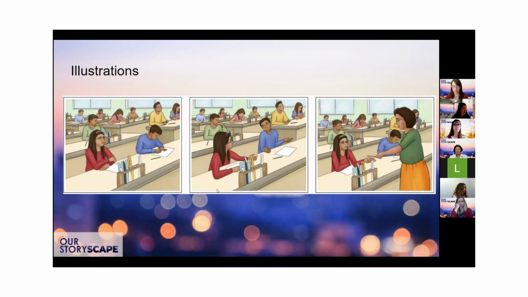Illustrations are also key for comprehensible input. So a lot of the stories in our Storyscape have these great illustrations that go along with them. And these illustrations just make the story come to life. So as the students are reading, they can look at the words on the page, and then they can look at the illustration, and it makes it a lot more clear to them. What is the story trying to express? They can picture it, they can understand it much better. So illustrations are key for comprehensible input.